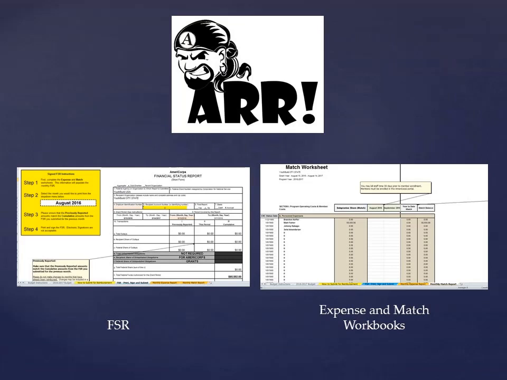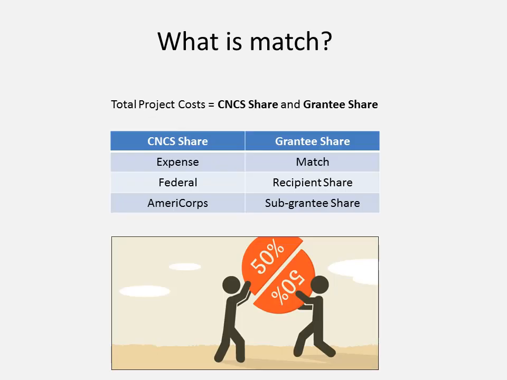We're also going to be talking about your ARR. Your ARR is AmeriCorps reimbursement request that you send to us every month. The two parts that we're probably going to mention quite a bit are your FSR, which you can see a picture of there, and your expense and match workbook, which you can see a picture to the right of the FSR. We may say these words, and just be sure if you're unclear of what we're saying, these are the documents we are referring to. I'm going to hand things over to Brookside, and she's going to talk about match for you guys.